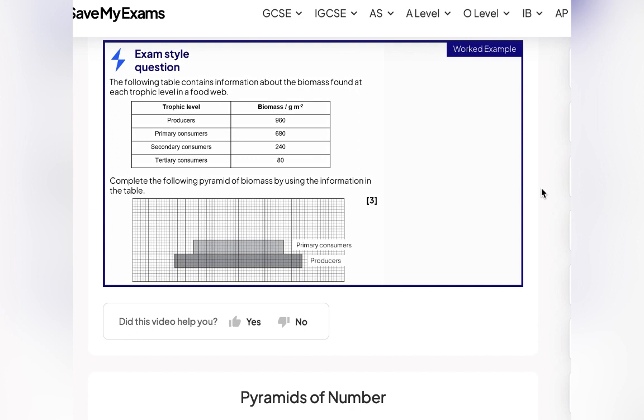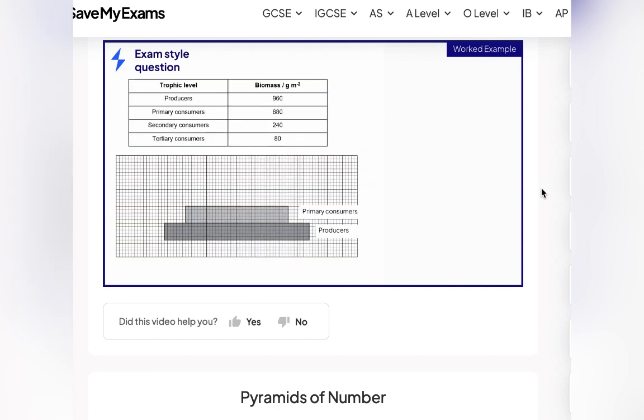In this exam-style question, you are given a table containing information about the biomass found at each trophic level in a food web, and you must use this to complete the pyramid of biomass. The first thing we need to do is to calculate the scale that was used. Let's look at the bar representing the producers. We can see that the bar is 48 squares wide, and this represents a biomass of 960 grams per square meter. That means that each small block represents 20 grams per square meter.